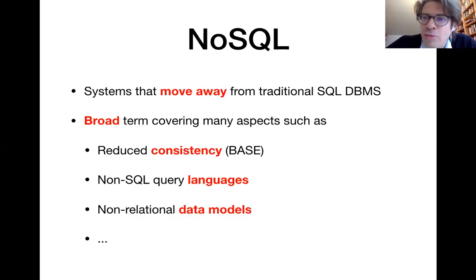Could also mean that we support different languages than SQL. In many cases, simplifications of SQL, which makes it easier to support them efficiently. It also refers to systems that use different data models compared to relational database management systems. So the term has multiple different semantics, but here in the following, we're gonna particularly focus on the reduced consistency requirements compared to traditional distributed database management systems.